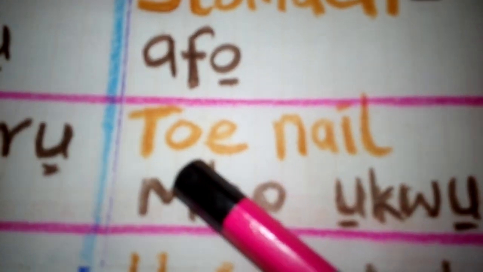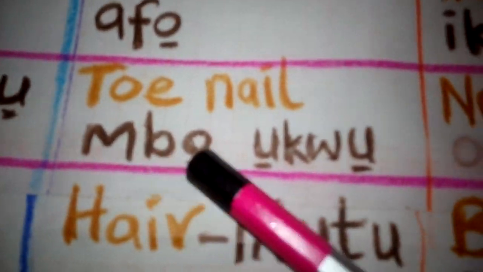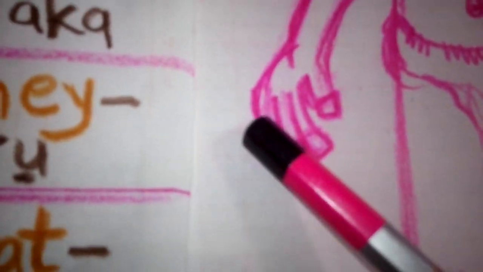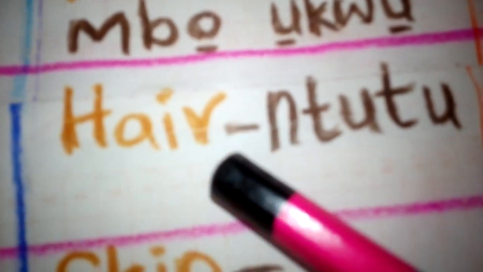Toenail, that's mbo okwu. Mbo okwu is here. The nails where you put your cutters. Here is mbo aka, where you put the cutters. Mbo okwu, this is mbo okwu.